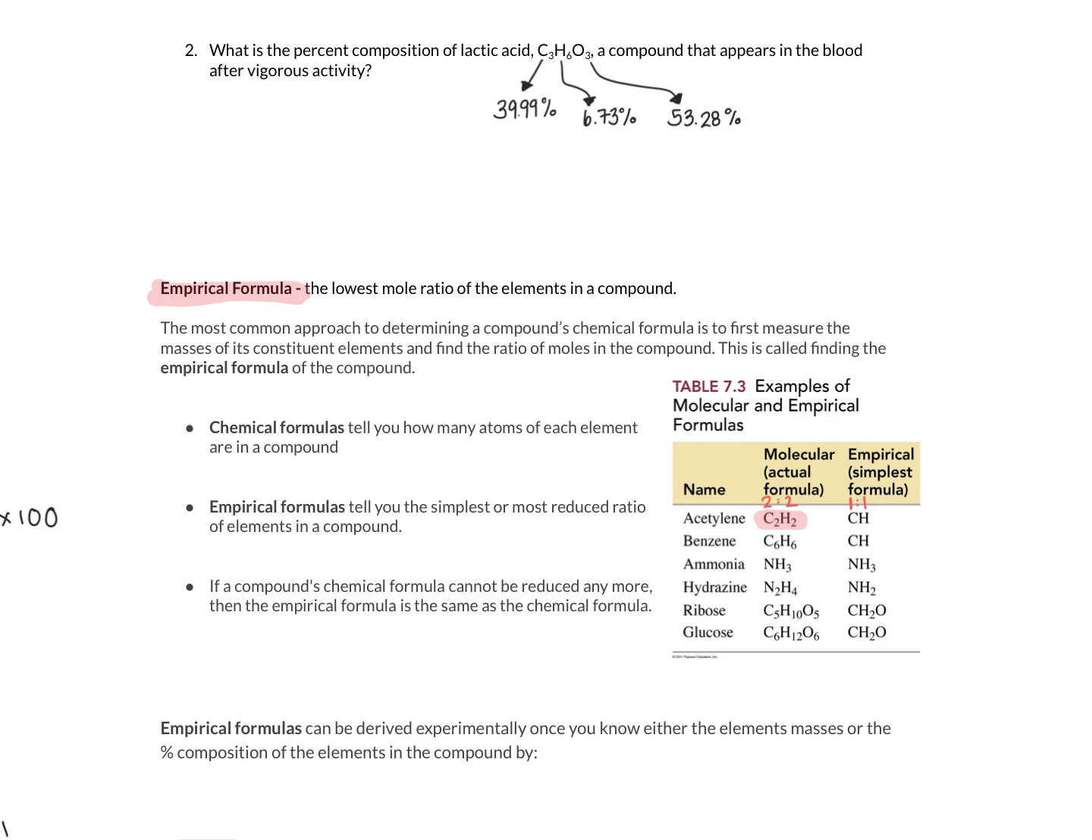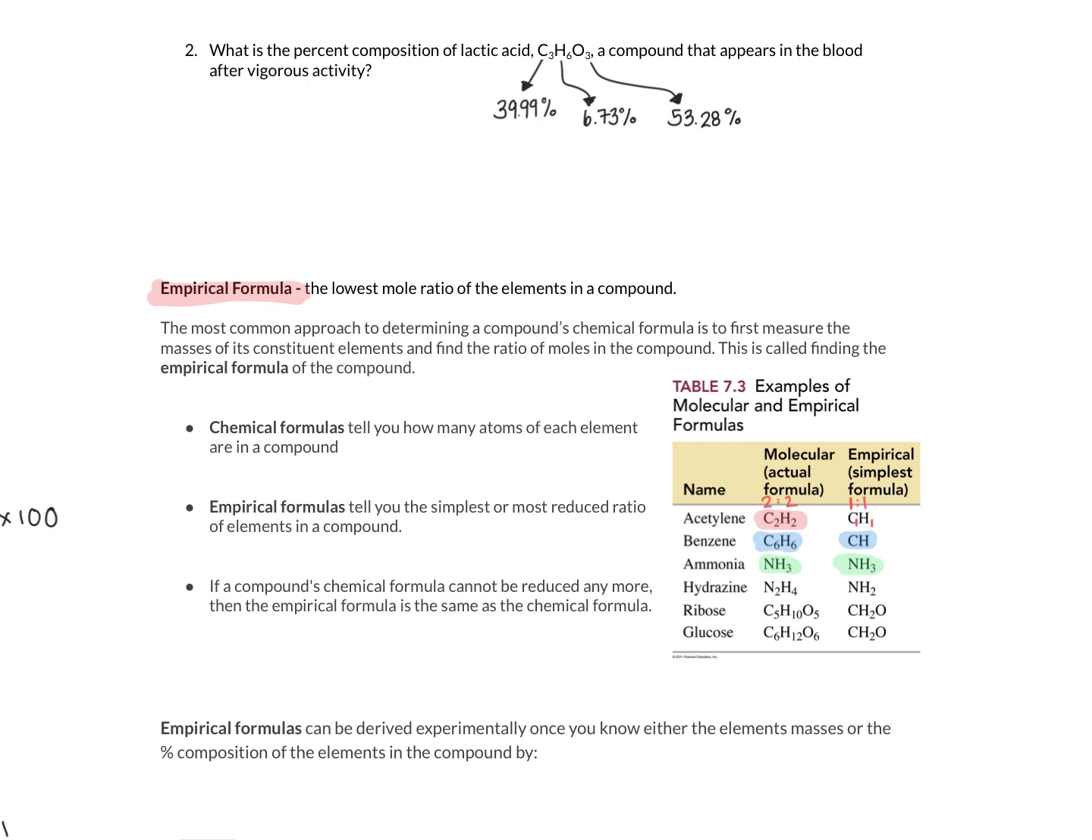And so the empirical formula is just C1H1. We just don't write the ones there. Same thing with benzene. Benzene is C6H6, and its formula in lowest terms is also just CH. So acetylene and benzene share the same empirical formula. Ammonia is a little different. Its empirical formula and molecular formula are the same because the ratio between the atoms is 1:3, and that is the lowest form of that ratio.